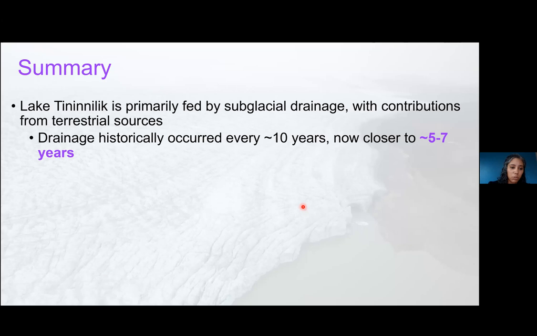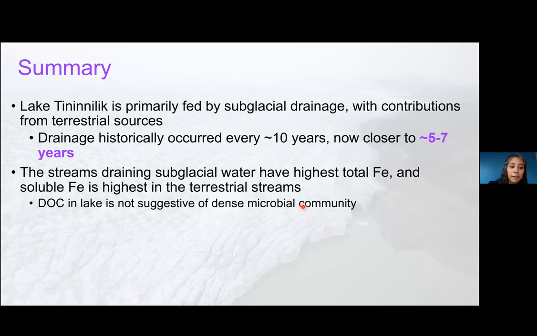Its drainage history is really interesting. It used to be every decade. Now it's closer to 5 to 7 years. In fact, I think it's probably getting closer to 4 years. The streams draining the subglacial water have the highest total iron, but our soluble bioavailable iron is highest in our streams. Our DOC doesn't suggest that we have a dense microbial community, but there's stuff there.